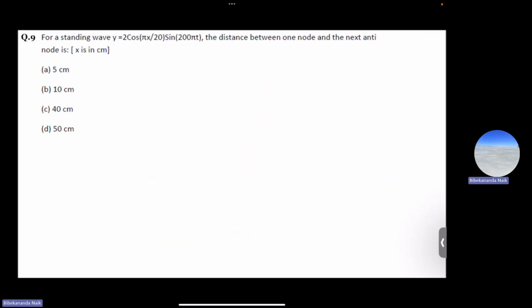Let me move to question number 9. Question number 9 says, for a standing wave given by y is equal to 2 cos(pi x by 20) sin(200 pi t), the distance between one node and the next antinode is, where x is in centimeter. Options are A 5 centimeter, B 10 centimeter, C 40 centimeter, and D 50 centimeter. So a standing wave is given.